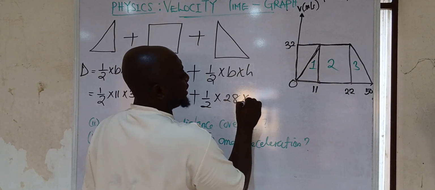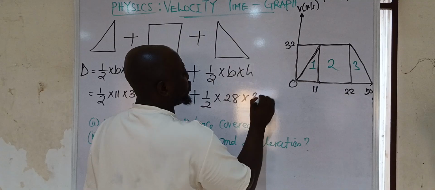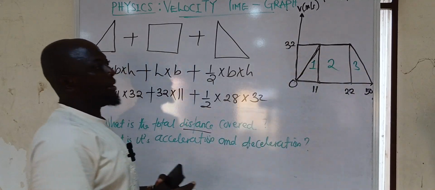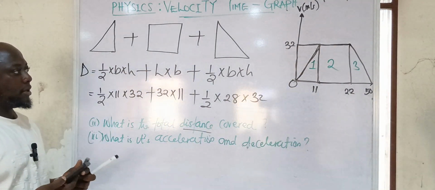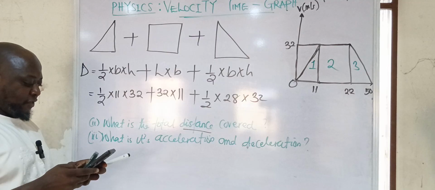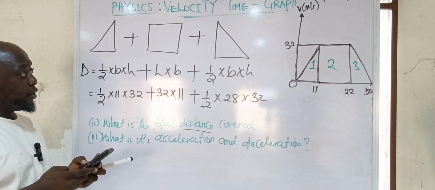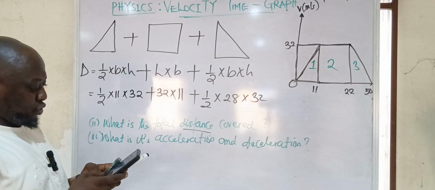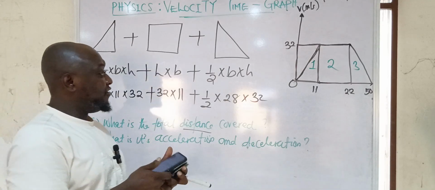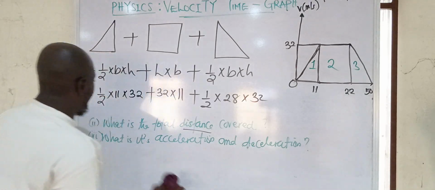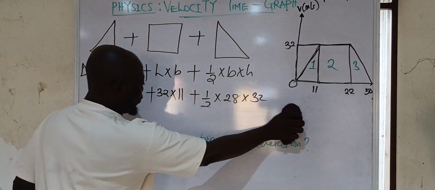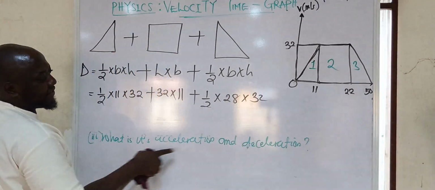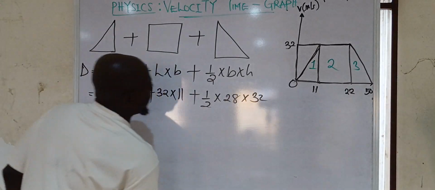Times the height. The height is 32. Please, this is the height all together. This becomes the height all together. So from this point, what do we know to do from this point here? We are now going to do some calculations, very quick and sharp. Remember, we are calculating I, the total distance. The next thing we'll calculate after I is acceleration and deceleration. So let's take that out.